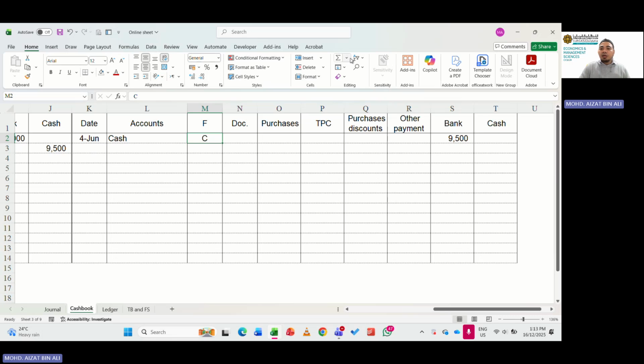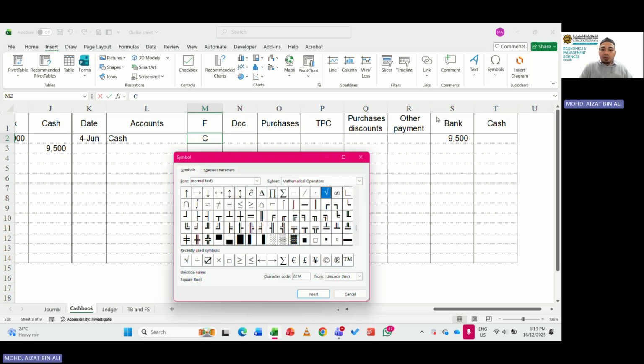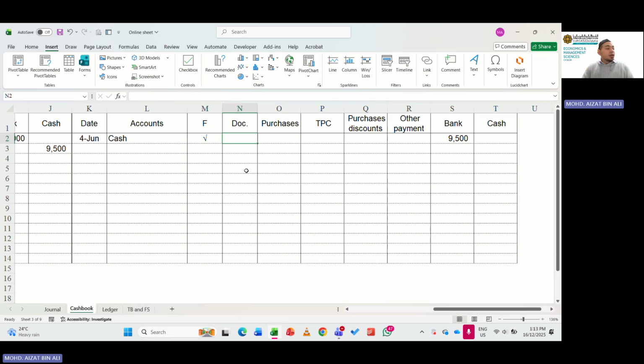Or alternatively, if you want to put a symbol, you can use this tick symbol. But if you use this symbol, you don't have to write down the letter C anymore. And document number, is there any document number there? No document number, right? And then this will be other payment, 9,500 ringgit. All right. Okay, next.